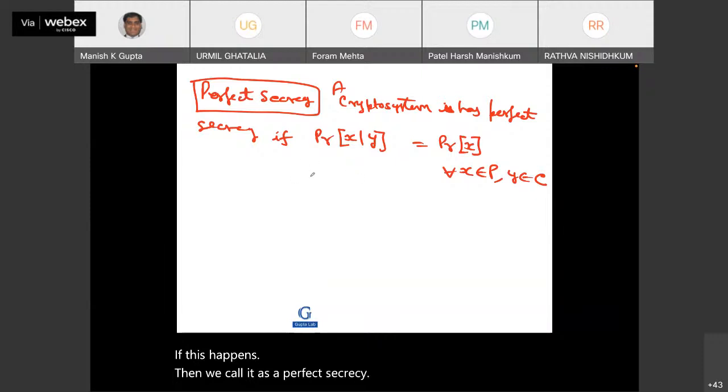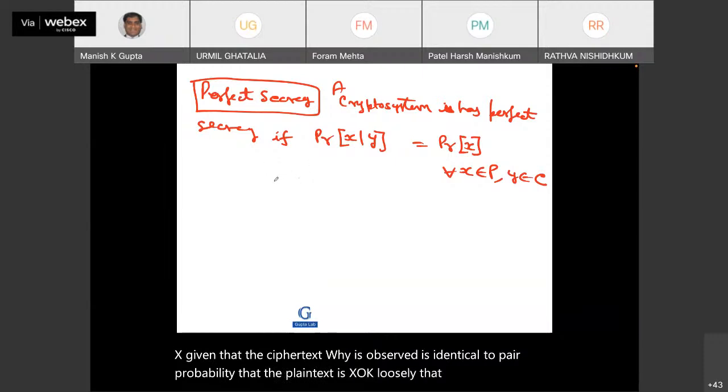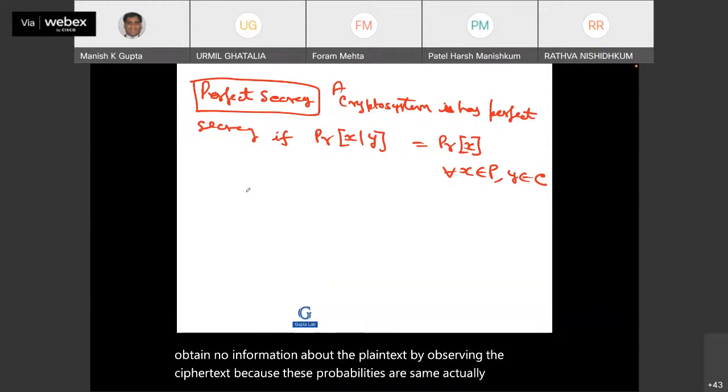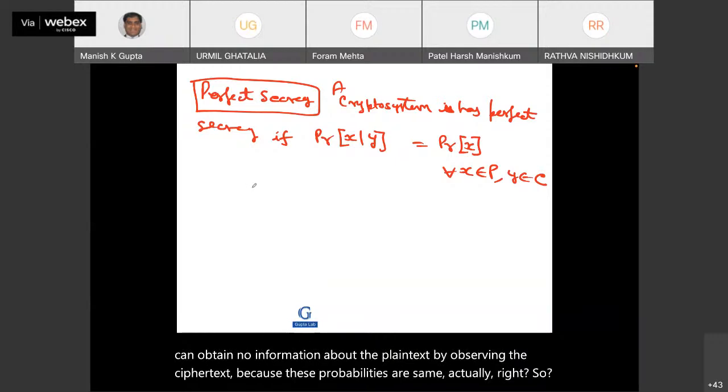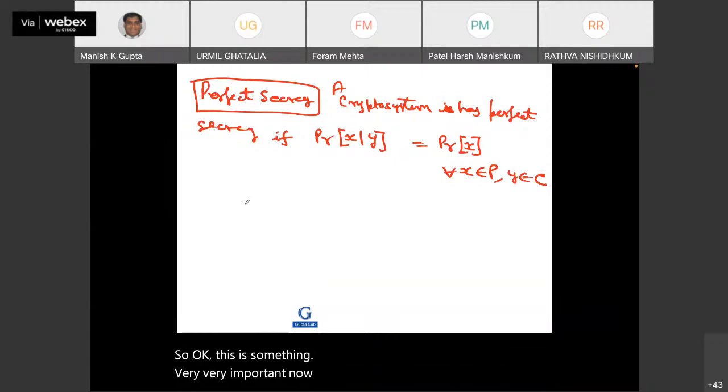In other words, the posterior probability that the plaintext is x, given that the ciphertext y is observed, is identical to the prior probability that the plaintext is x. Loosely, that means Oscar can obtain no information about the plaintext by observing the ciphertext, because these probabilities are the same. This is something very important. Now I think I'll give you one theorem.